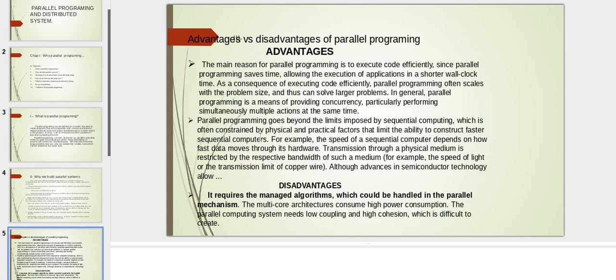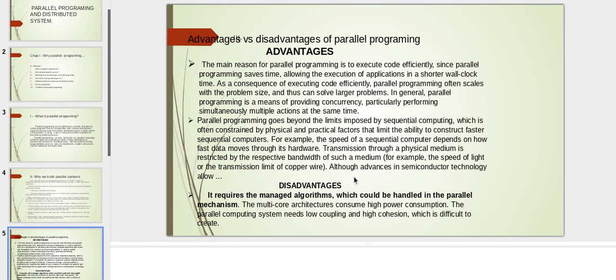If you can see here, we said an example: the speed of a sequential computer depends on how fast data moves through its hardware. That's a clear explanation of the parallelism. And also for the speed, the transmission through a physical medium is restricted by the respective bandwidth of such a medium, for example, the speed of light or the transmission limit of copper wire. That's the speed at which components can communicate between themselves within a hardware.